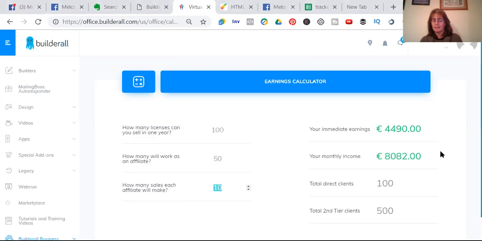Now, €8,000 in dollars is $9,200. You can see the potential. You can use it as your own business. But once you buy into Builderall, you can recommend it to all your friends.